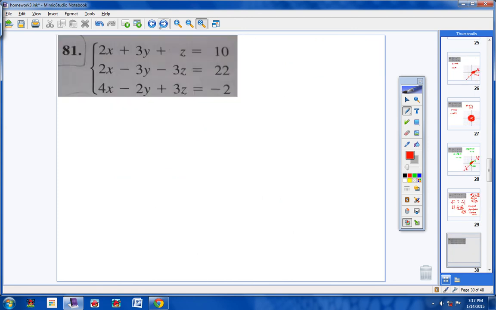Okay, moving on to number 81. The directions say to continue to solve using matrices and the Gaussian method. So here we go. We have a 2, and a 4, a 3, a negative 3, and a negative 2, a positive 1, a negative 3, and a positive 3.